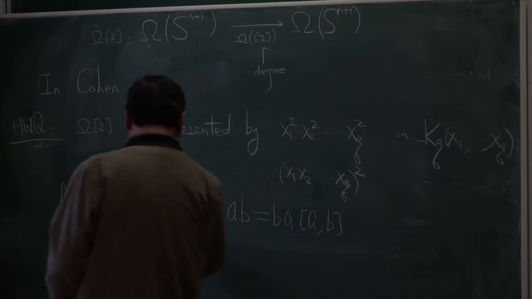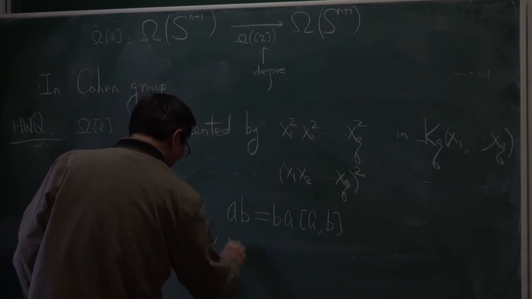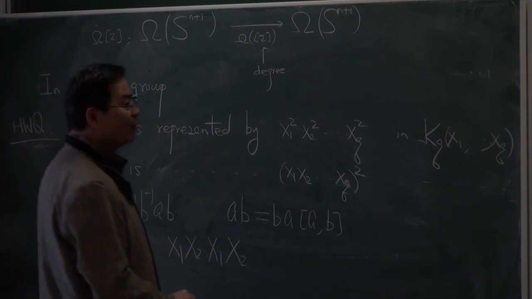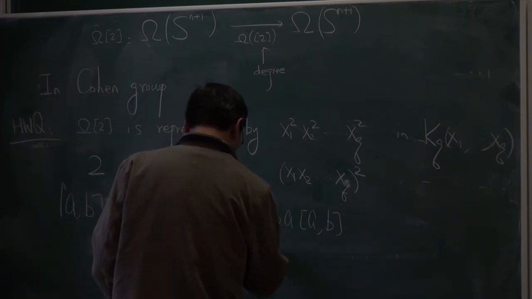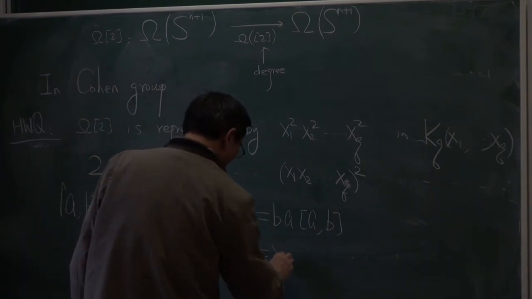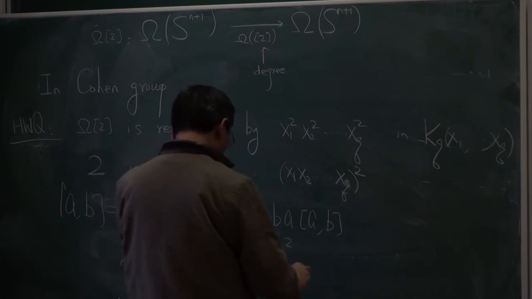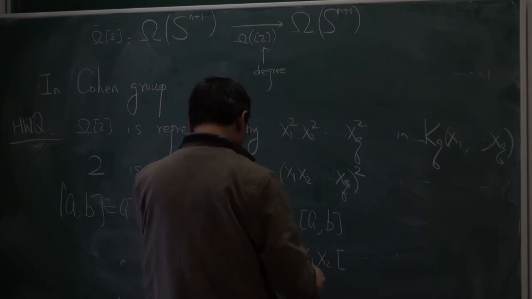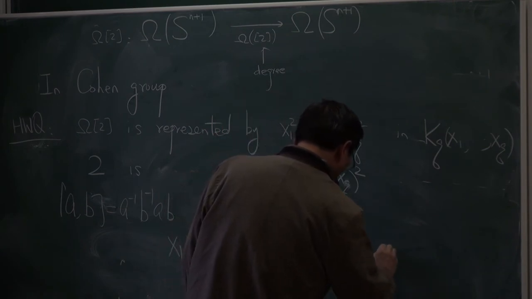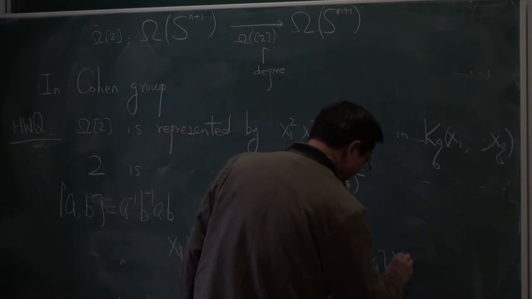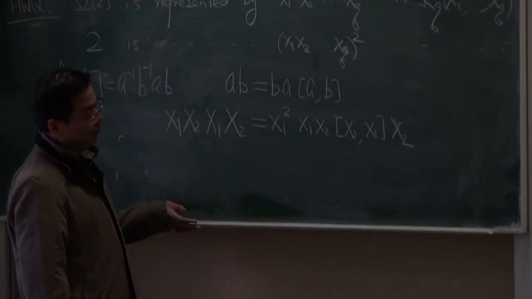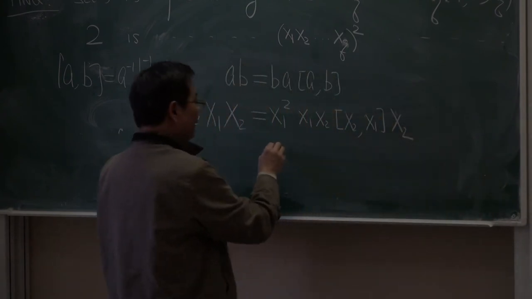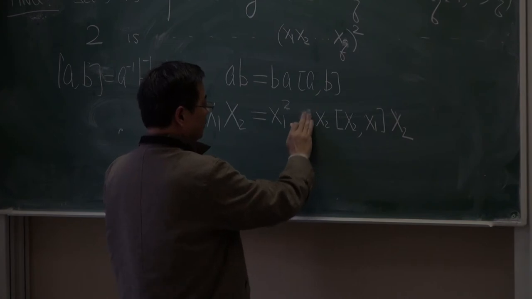Now I try to understand x1, x2, x1, x2. I want to write backwards in terms of this guy. So let's see. This is equal to, I switch it, x1 square, AB will be BA, so x1, x2, and the commutator x2, x1. Then here's another one, x2. Now I want to commute it again. I move this one here. Square.